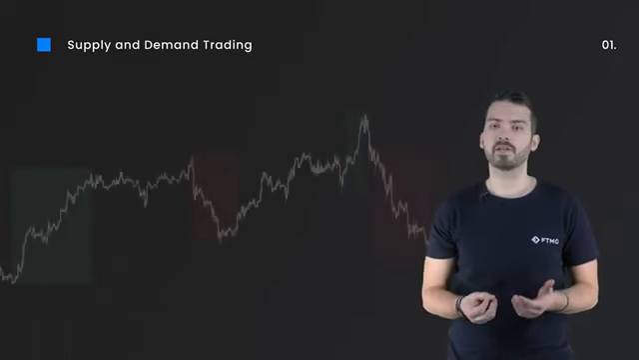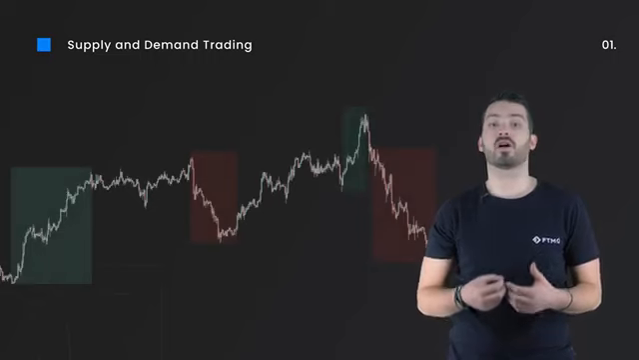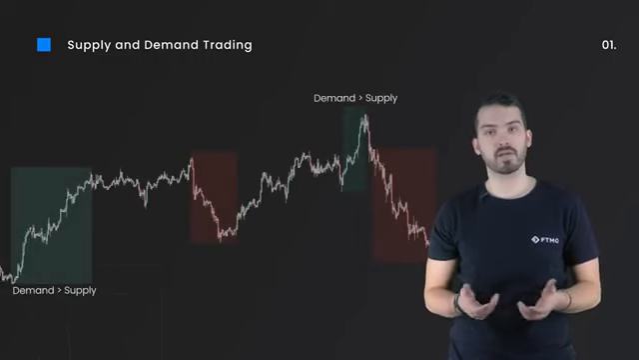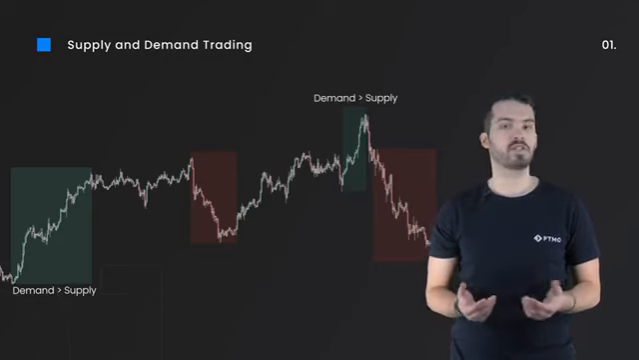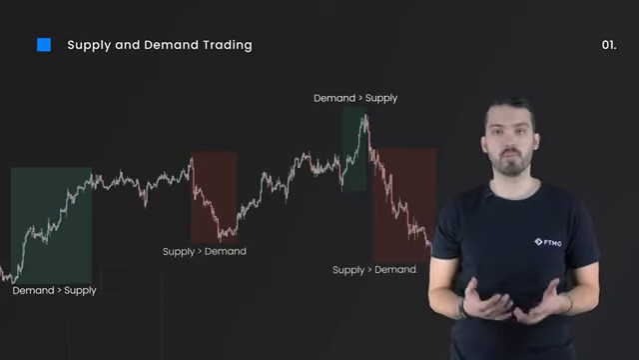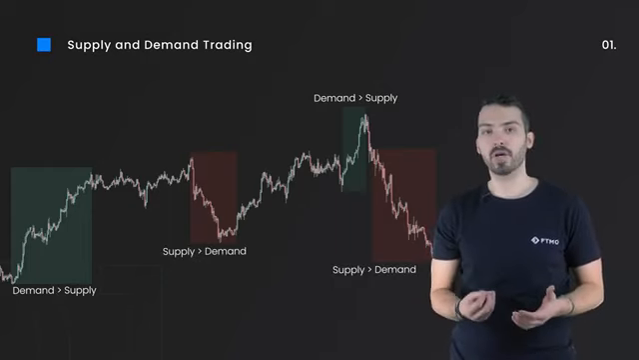This is the same in the financial markets where prices rise once aggressive buyers overcome the sellers. In other words, demand overcomes supply. Or vice versa, when aggressive sellers overcome buyers, or supply overcomes demand.